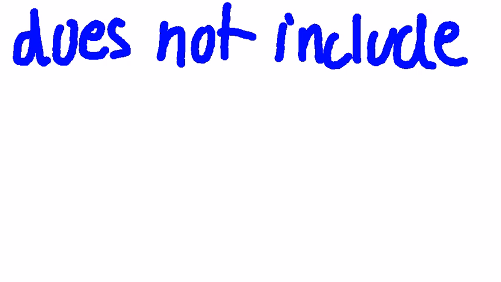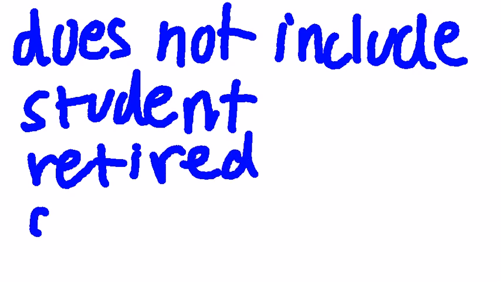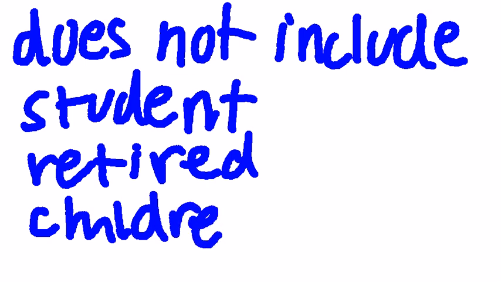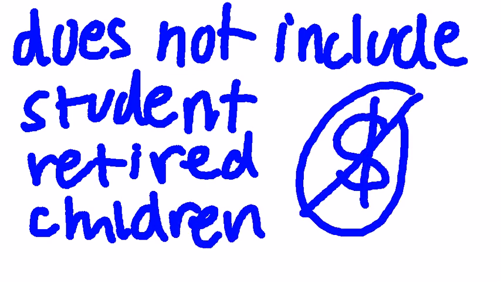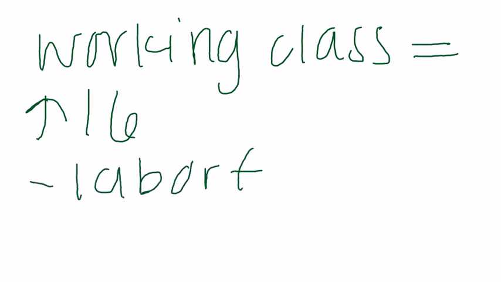The unemployed do not include students, because they're actively at school, retired people, because they've already worked, children, because they aren't old enough to work, or those who are not actively looking for a job. Unemployment, however, does include people who are in the working class, if they are over the age of 16, are in the labor force, and they are actively seeking or have work.